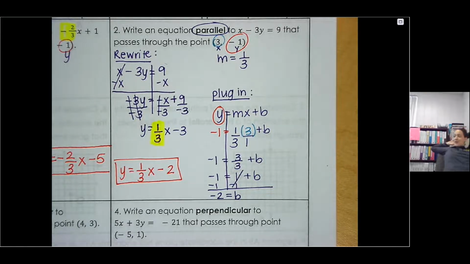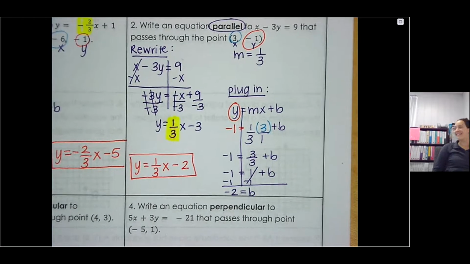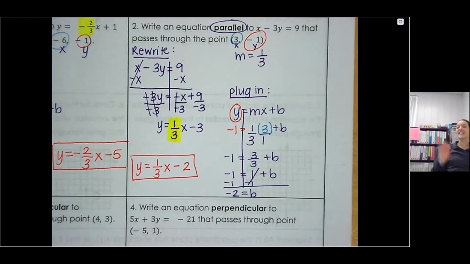Can we go on to the next one? Okay, next one. The next one is the exact same idea. The only thing that's different is it says write the equation that is perpendicular. So it's the exact same thing. Only thing that's different is your slope.